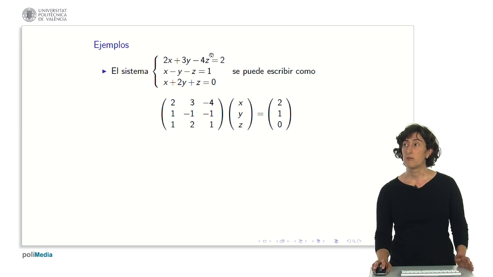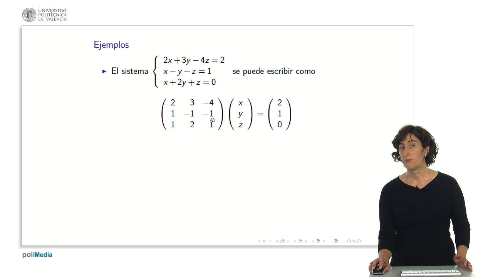For example, this system: 2x plus 3y minus 4z equals 2, x minus z equals 1, and x plus 2y plus z equals 0. Well, we would have a matrix with these coefficients: 2, 3, minus 4, 1, 0, minus 1, 1, 2, 1, obviously without exchanging coefficients between equations, and without exchanging the order of the variables: variable x, variable y, variable z, vector of unknowns x, y and z, and independent terms 2, 1, 0.